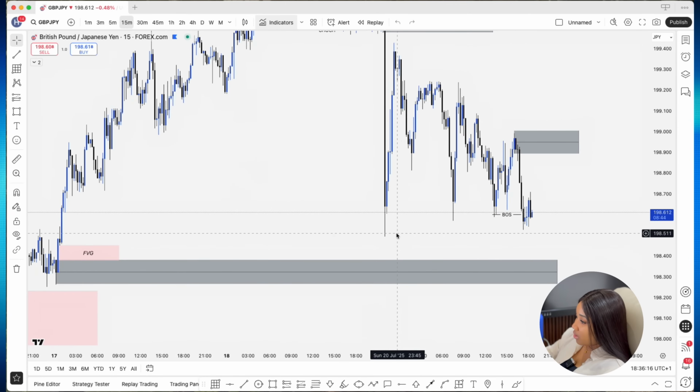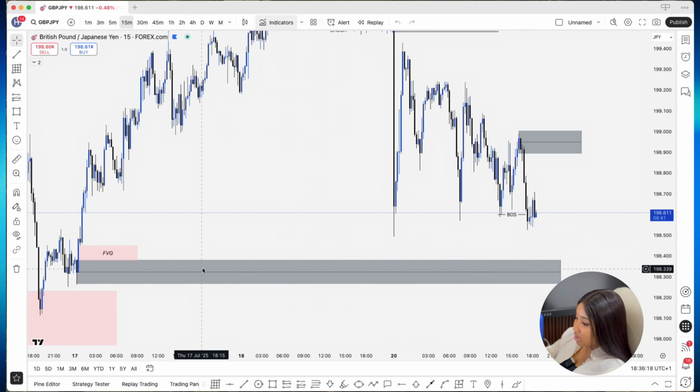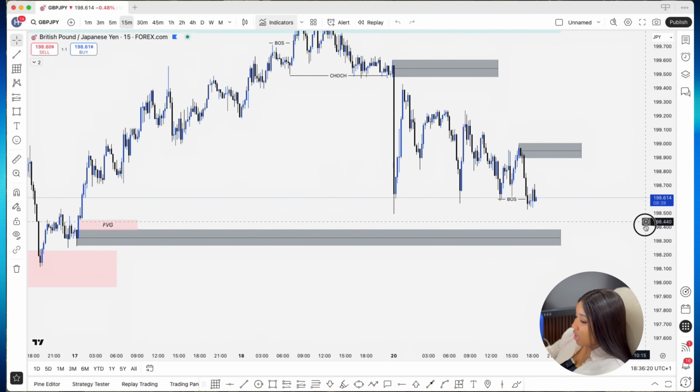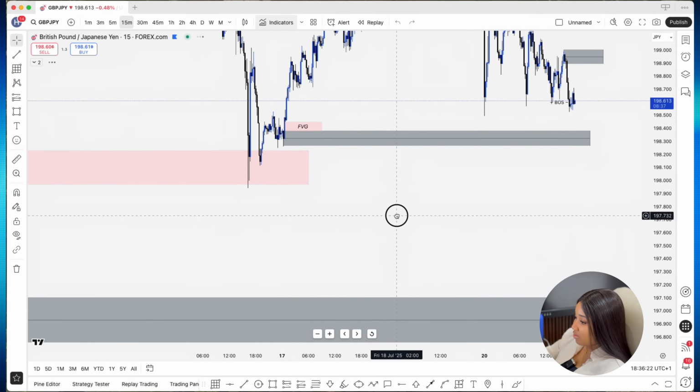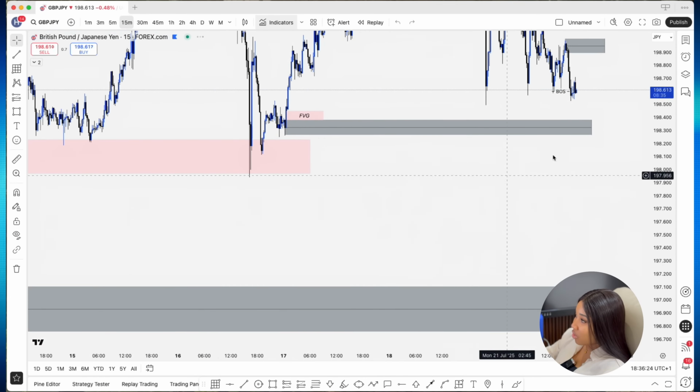All these things will be liquidity. Now, knowing that this origin is here and we also have the one below, you can see from 15 minutes, it is very far.